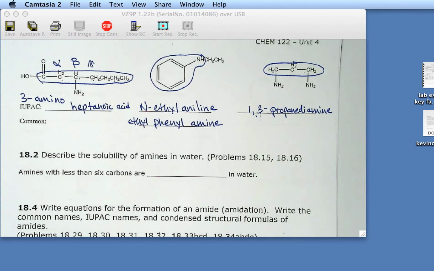So we have one more functional group left to name, amides. So we'll learn that next. And we have one more reaction to work with, that's amidation. So not that much more.